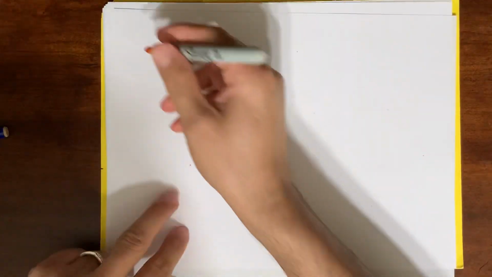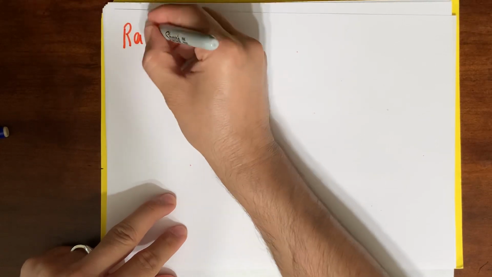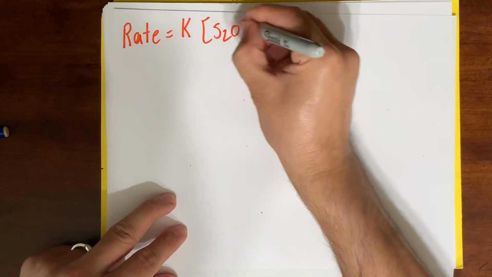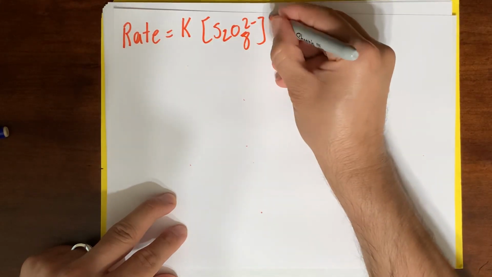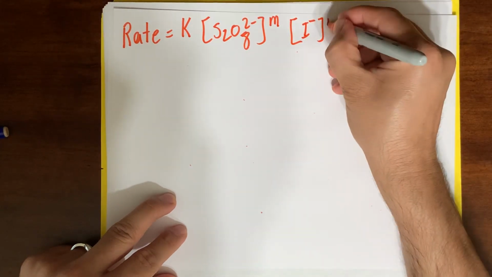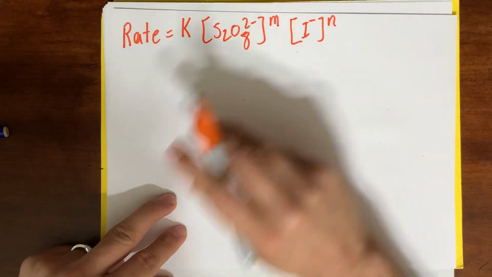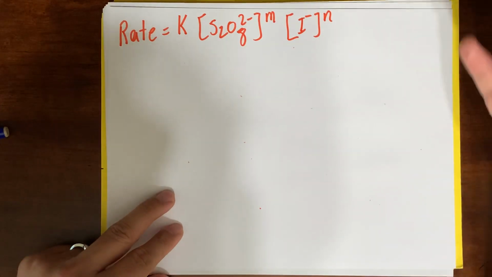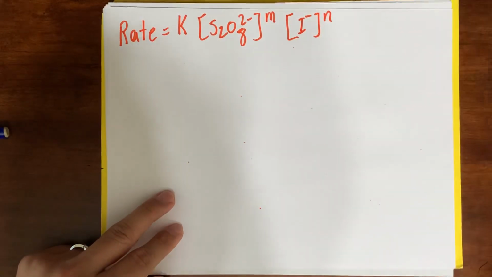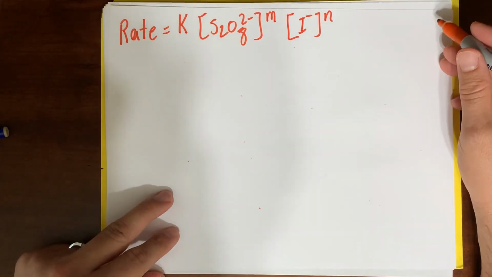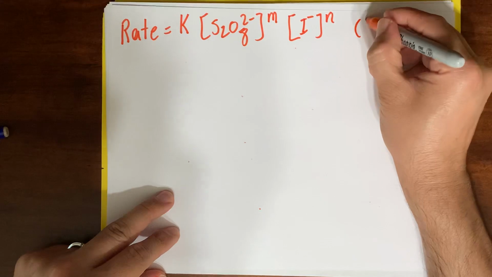So we go with this. We have a rate law equal to K multiplied by S2O8 minus 2 to the power of M and iodide to the power of N. You can switch them. There is no real logic behind those. Just choose anything, X, Y, Z, whatever. You can call it N and M, A, B, whatever. So this one is our rate law.